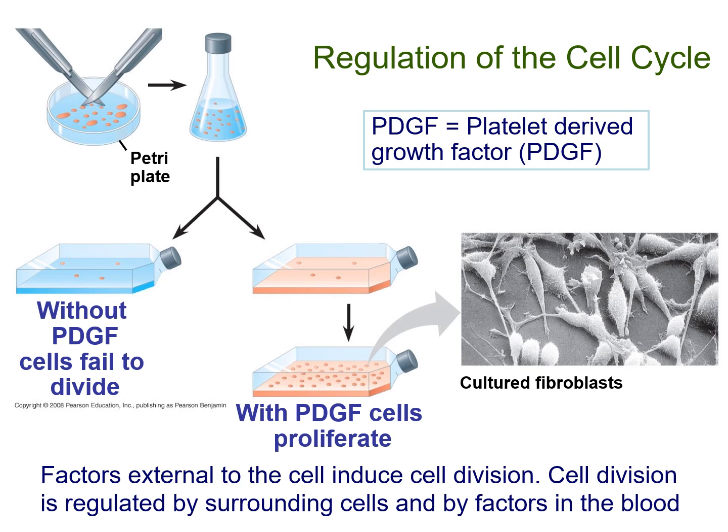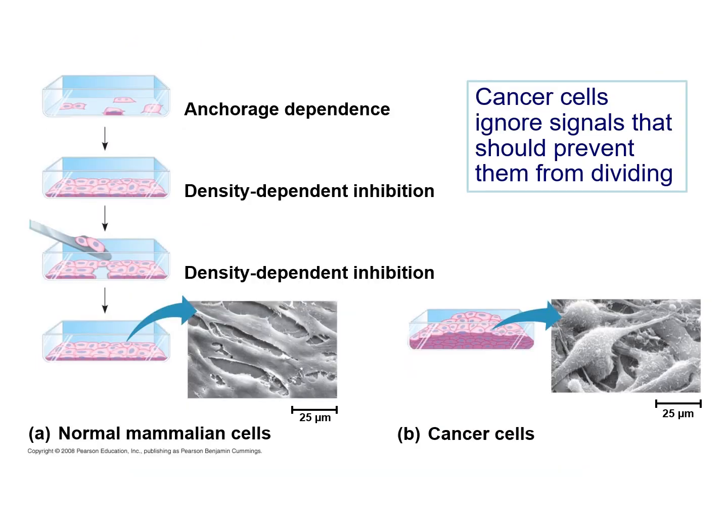So those cells, and most of the cells in your body, need signals from the body before they will divide. So there's this external factor, this external signal that needs to be present. Normal healthy cells will also stop growing once they bump up against other cells.